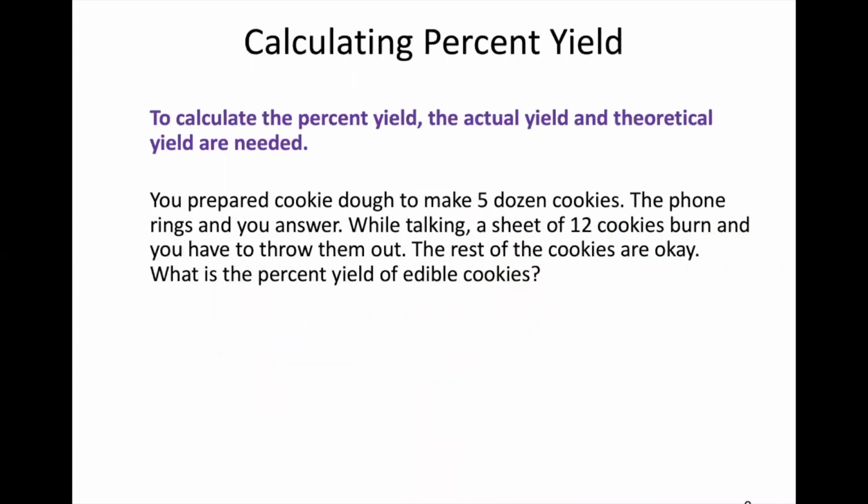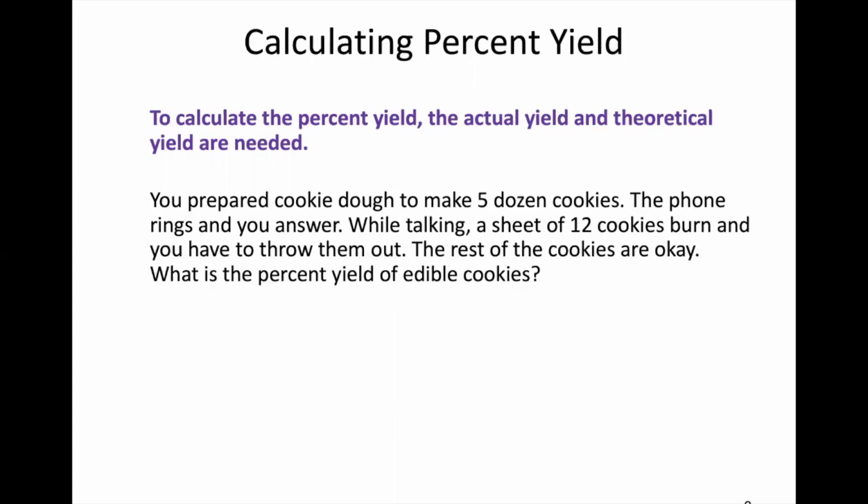Okay, so I'm going to give you a real life example. Let's say you're making cookies. You decide to make 5 dozen cookies, and we know that a dozen is 12. So you're trying to make 5 times 12, which would be 60 cookies. The phone rings, you forget all about the cookies, and then 12 cookies burn. So you have to throw them out. Something that could totally happen, especially somebody like me. I'm constantly distracted. So the rest of the cookies are okay.